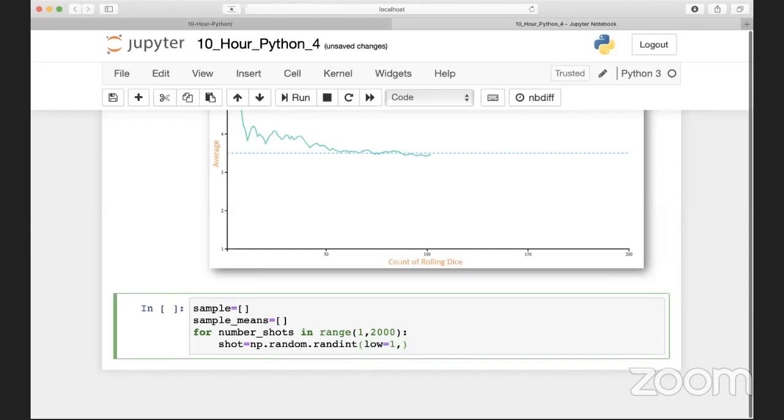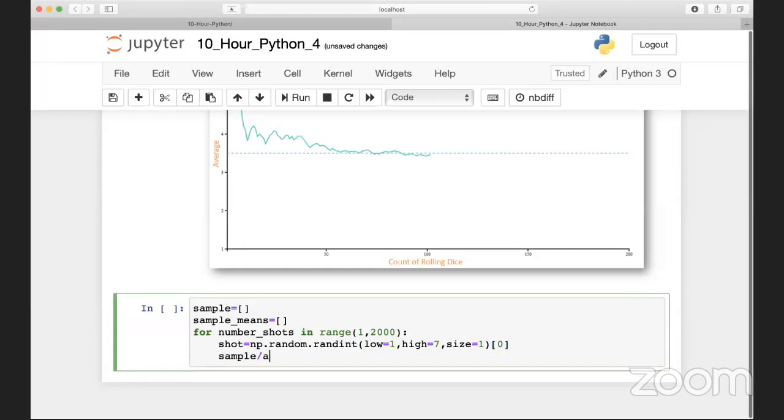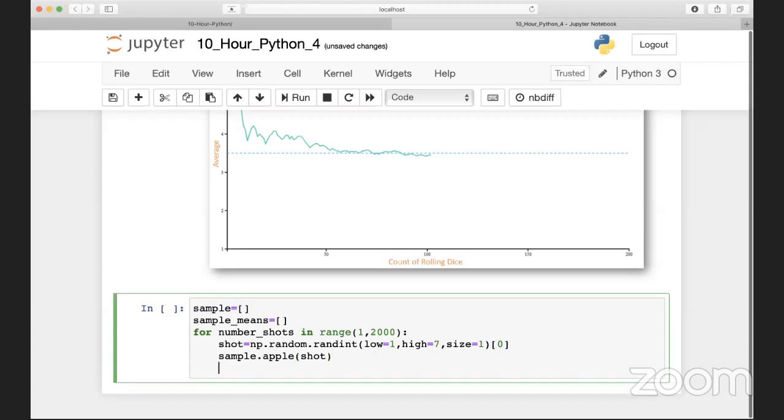I know that I'm rolling a dice, that's why my upper bound is 6 and lower bound is 1. My size is 1 every time, I roll a dice only once, and I do this trick. This trick I told you before. I will append this trial into the sample variable, which is a list as I defined here before running the for loop.